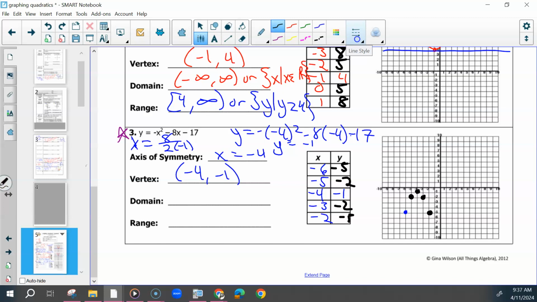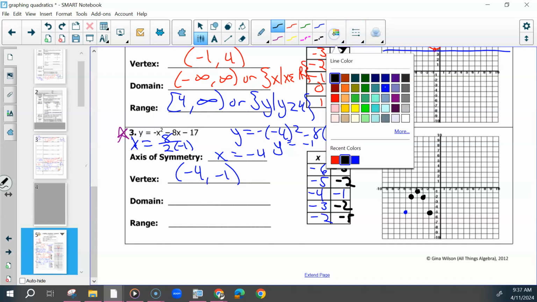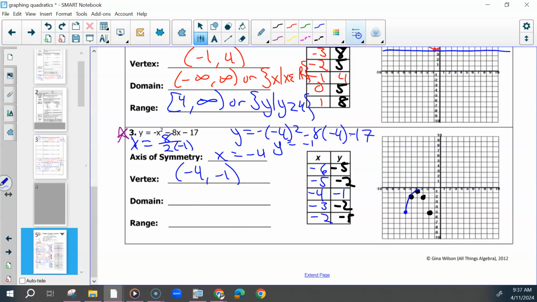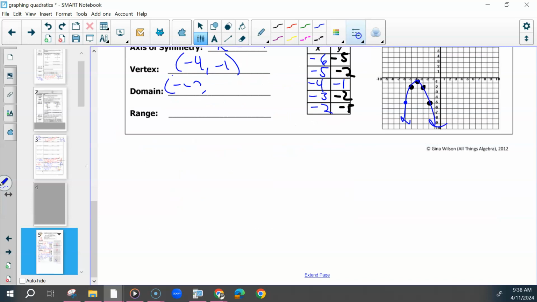So if it's not making this shape, something should tell you it's wrong. Also, use your calculator. That's what it's there for. What's your domain? Negative infinity to infinity. Or x, is that x in all numbers?